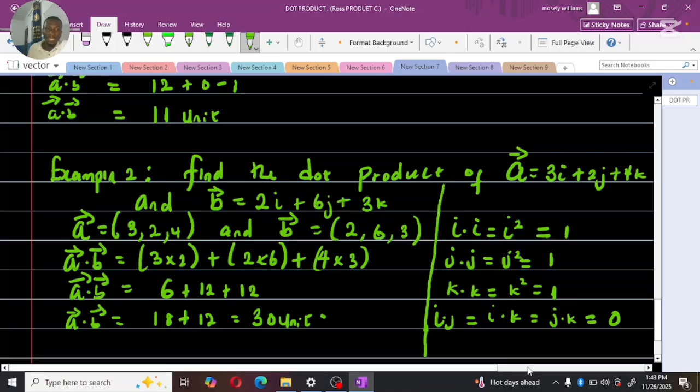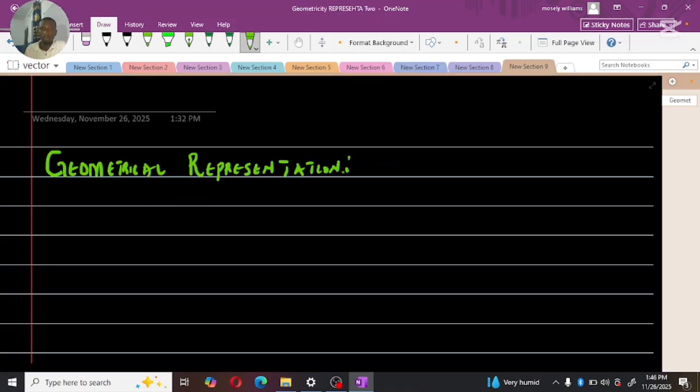And that is why, when we say dot product, some of you will think we are supposed to multiply like we multiply in normal basic mathematics. This is the reason why we don't do that, because even when we do, it will amount to 0. So it's as simple as ABC. Now let's move on to the second representation of dot product, which is the geometrical representation.